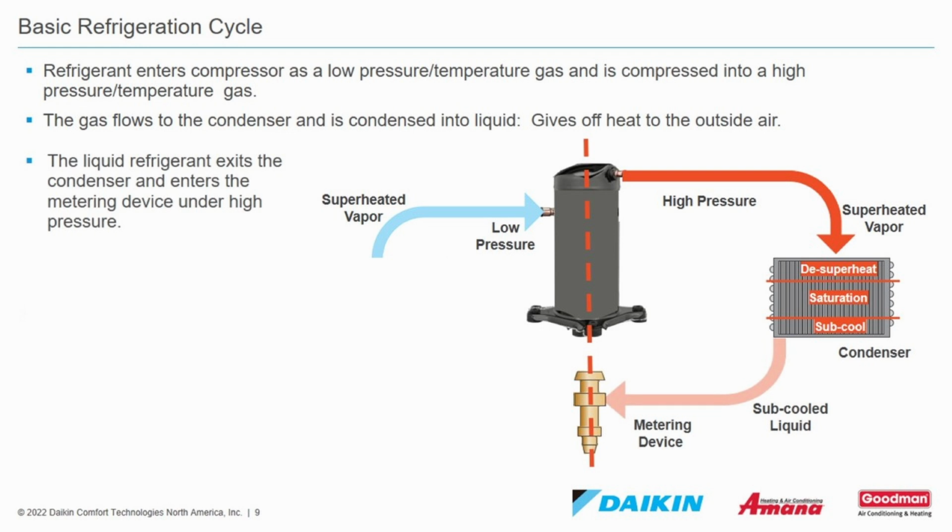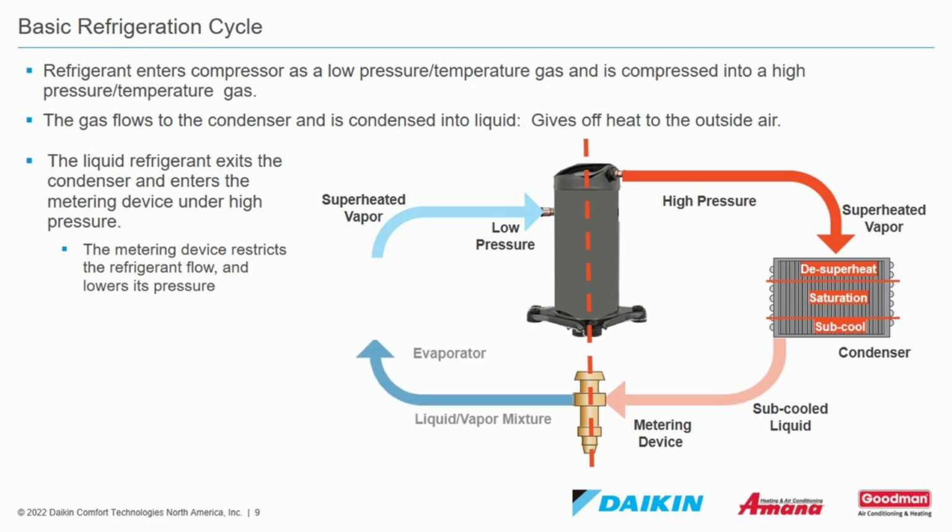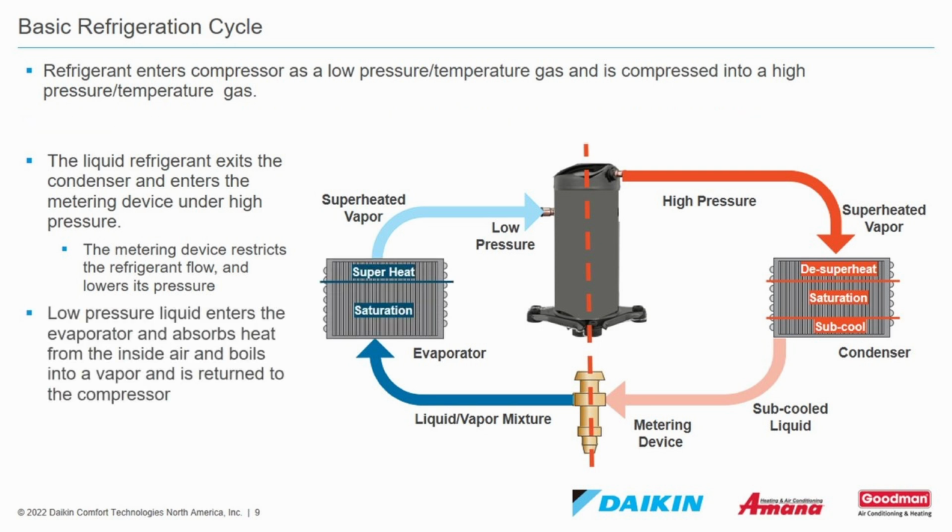The subcooled liquid leaves the condenser coil and enters the metering device under high pressure. The metering device restricts the refrigerant flow, which lowers its pressure. The low-pressure liquid-vapor mixture leaves the metering device and enters the evaporator to absorb heat from the inside air and flashes the refrigerant into a vapor. The superheated vapor is then sent back to the compressor, and the cycle repeats.